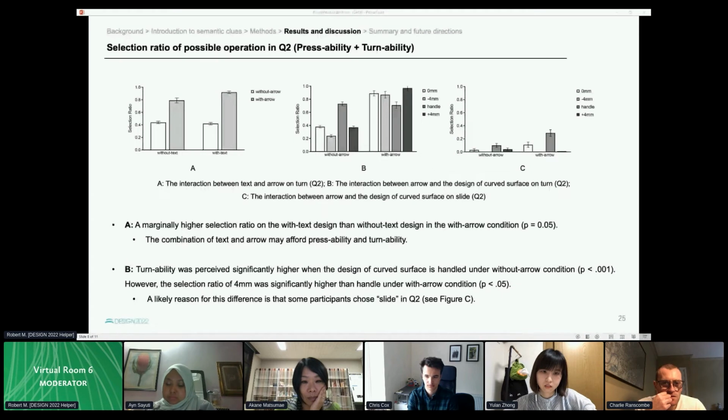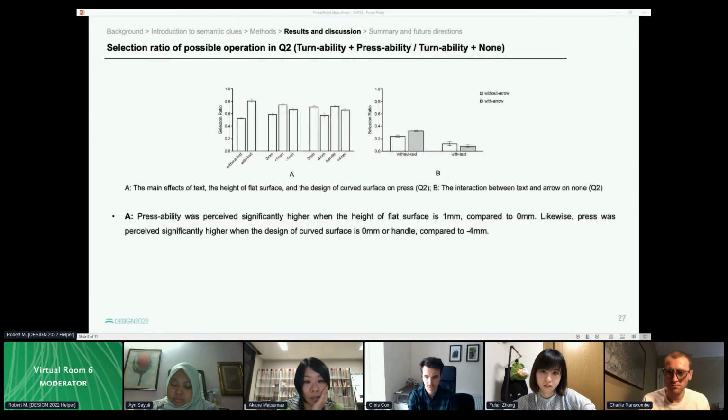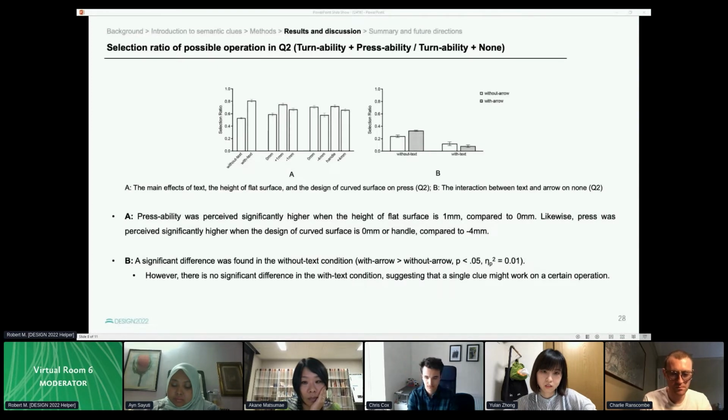Tunability was perceived higher when the design of the curved surface is handle in the without-arrow condition. However, the selection ratio of 4 mm was higher than handle in the with-arrow condition. A likely reason for this difference is that some participants chose slide in question 2. Pressability was perceived higher when the height of the flat surface is 1 mm, and when the design of the curved surface is 0 mm or handle. No significant difference in the with-text condition suggested that a single clue might work on a certain operation.